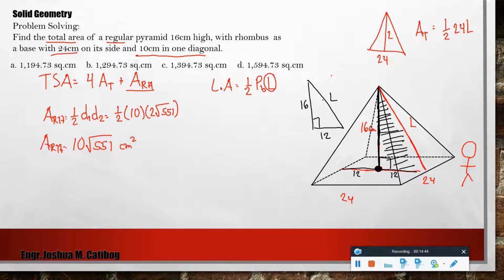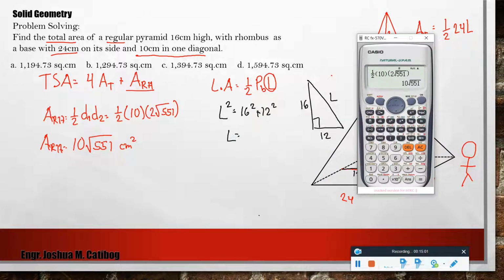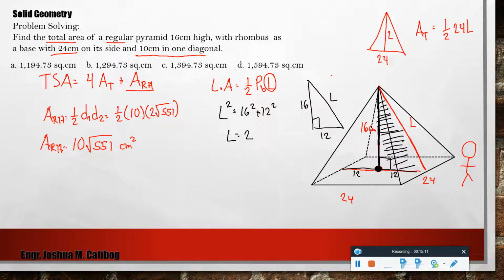Okay, so from here guys, right triangle na naman po. Therefore, magagamit na naman po natin sino? Yung ating walang kamatayang Pythagorean theorem. So, L squared is equals to what? 16 squared plus 12 squared. So, L is simply what? Okay, so this is my calculator again. So L is the square root of 16 squared plus 12 squared. So, from here, our L daw po is 20.